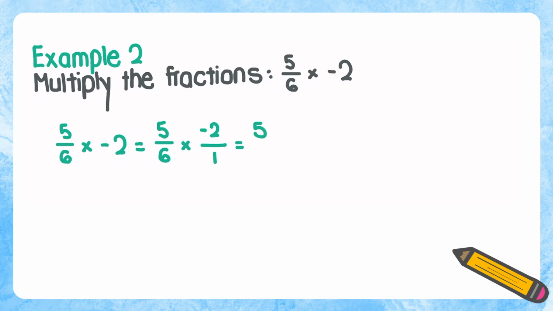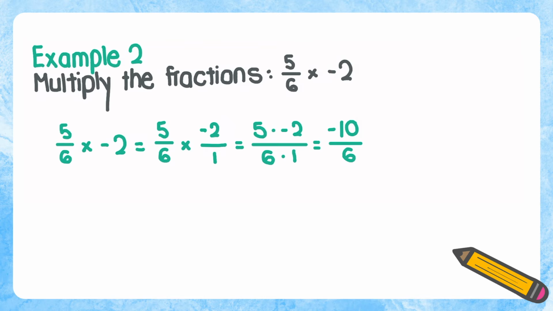We multiply the numerators together. So 5 times negative 2, don't forget the negative, and also the denominators. So 6 times 1. 5 times negative 2 equals negative 10 over 6 times 1, which equals 6.